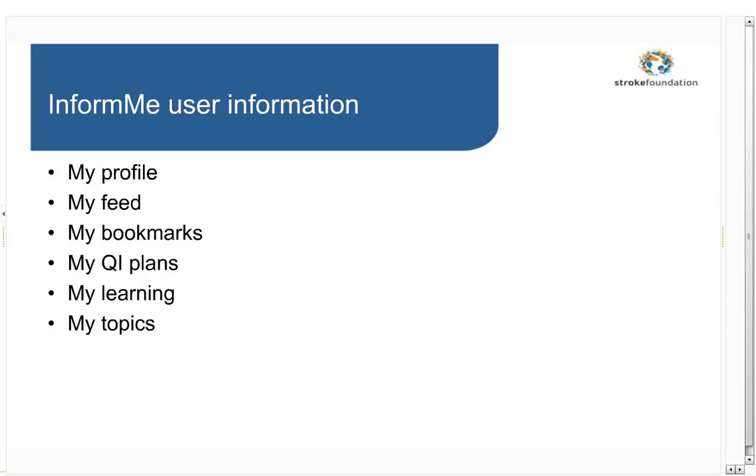Great if you only have 20 minutes or so and you only get, say, partway through an article, you can bookmark that and then return to it. The My QI Plan section, which I referred to previously, contains QI plans that you've created and allows you to update these and monitor their progress. And My Learning keeps a record of all the modules that you've either started or completed, and then you can see the date that you've done those and print off any certificates.